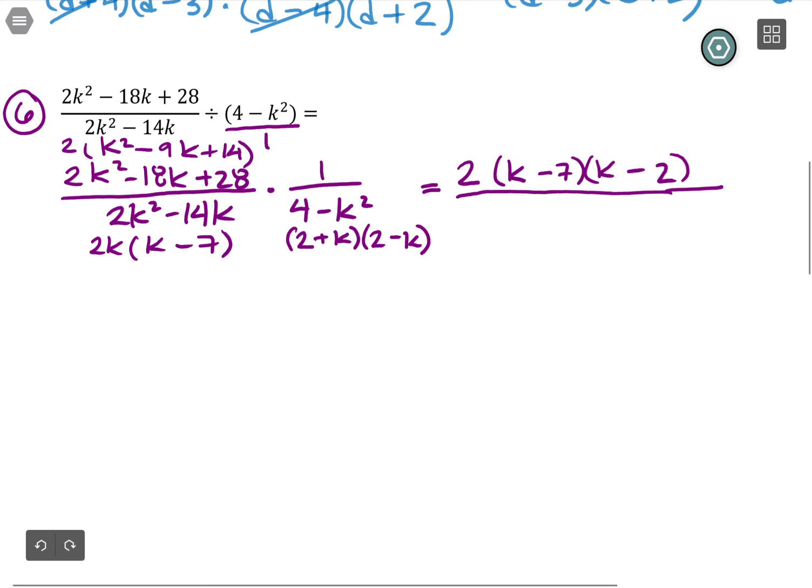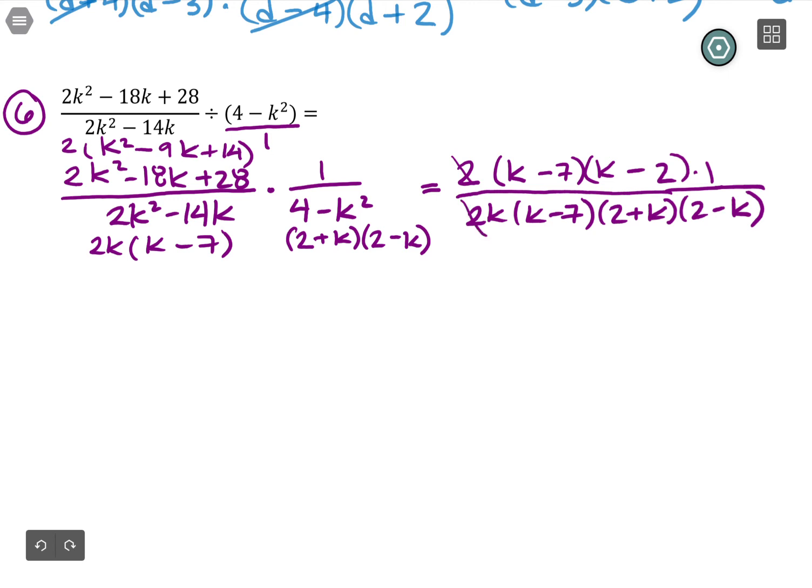And that's going to be multiplied by the 1, which you don't have to write, but I am mushing the fractions together. And then in the bottom, I have a 2k, a k minus 7, a 2 plus k, and a 2 minus k. Okay, so starting to look for things I can cancel. I have 2. It's a factor of the top and bottom, right? It's attached by multiplication, which means its inverse is division, and it will cancel out of a fraction. The same thing with the k minus 7.